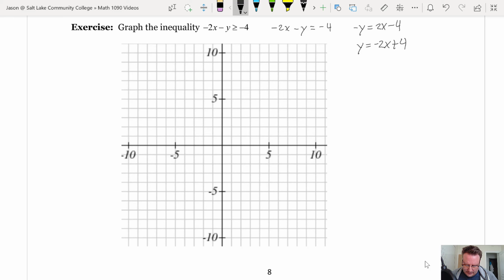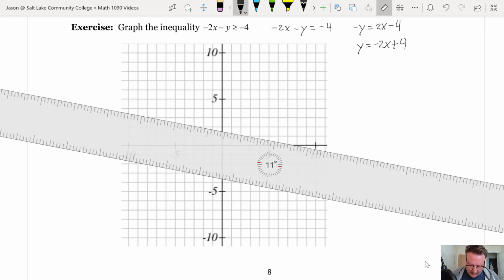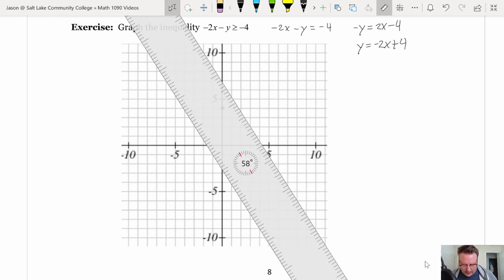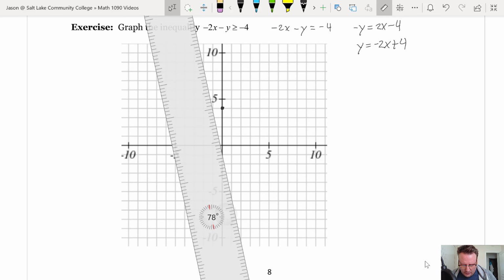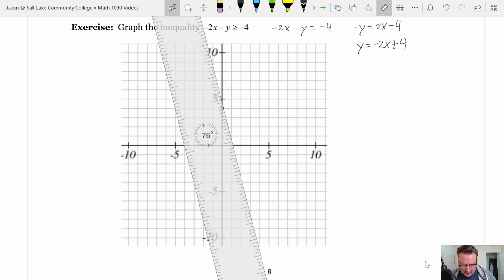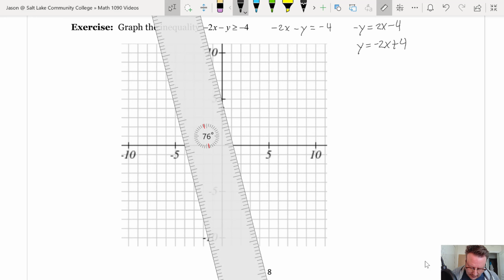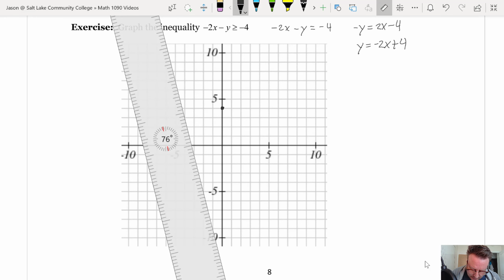Let's get the ruler out. So this is a line with a y-intercept of 4. Let's plot that point. And a slope of negative 2. So this means that if I run 1 unit to the right, I've got to descend 2 units. So for example, let me move the ruler just a little bit. This point would be on the graph, this point would be on the graph, this point, and so on.